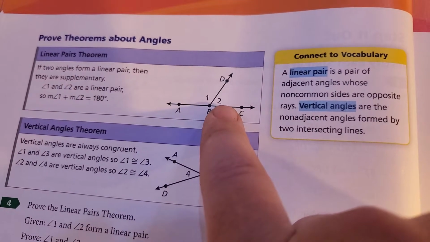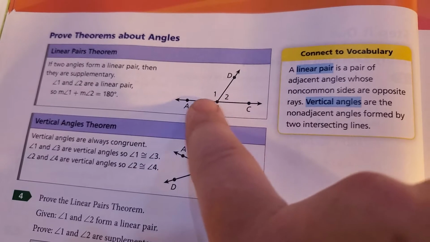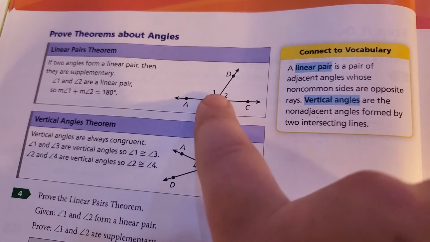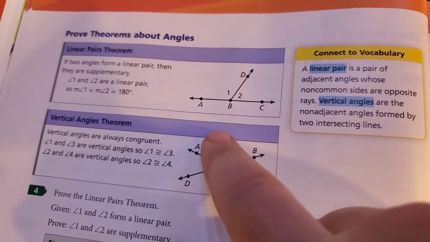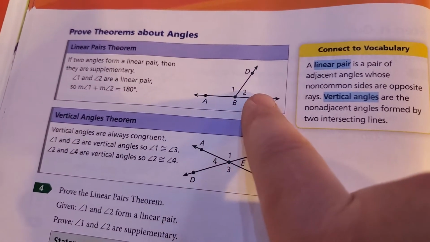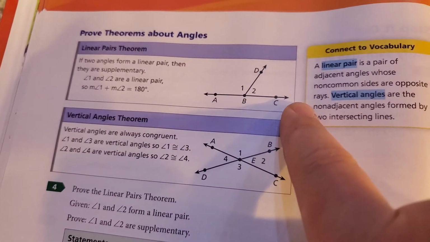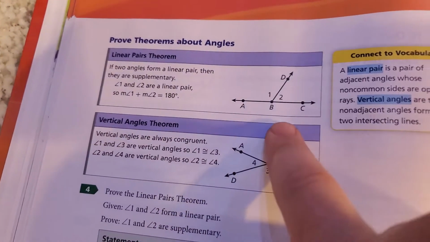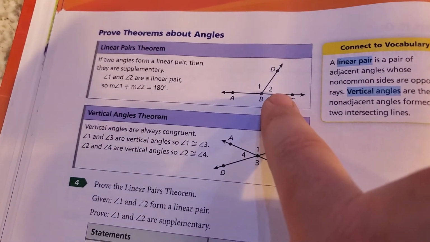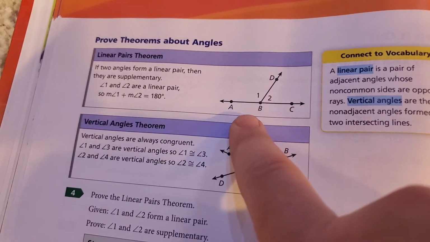Linear pairs will always be angles that are adjacent or side by side. Okay, we talked about adjacent angles before. They have to have a common side that they share down the middle here. But angles side by side that when you put them together, they form a line. That's why they call it a linear pair. Okay, so in this picture 1 and 2 here are a linear pair. Those two angles side by side forming this line.